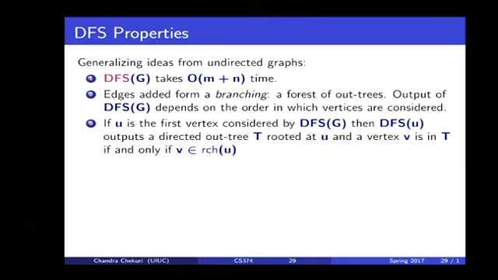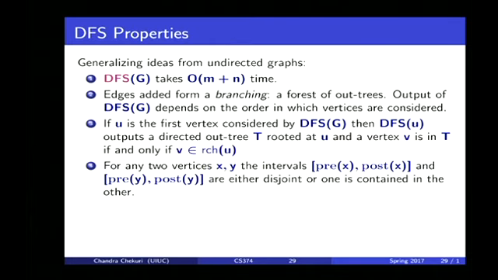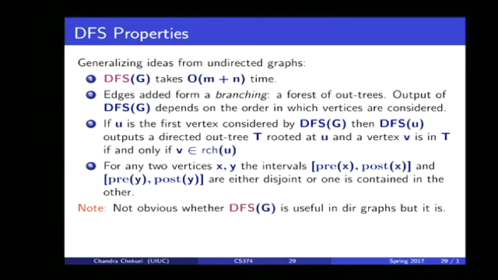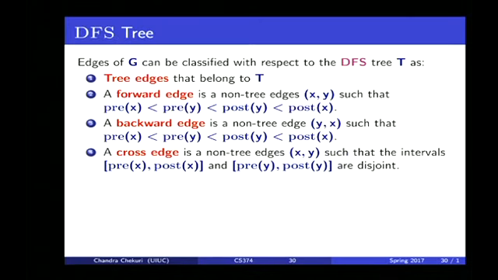So we'll have some basic properties. Even though we do this exploration, you still have this property that these intervals are either disjoint or one is contained in another. That property still holds true in directed graphs. For every two nodes, the intervals are either disjoint or one is contained in the other. Again, this is because of the recursive nature of the algorithm. That doesn't change. As I said, it's not obvious whether this has any value or not. Let's see why it has value.